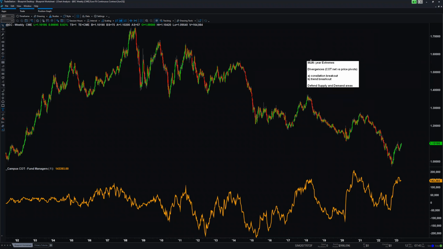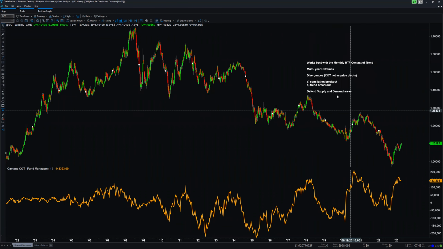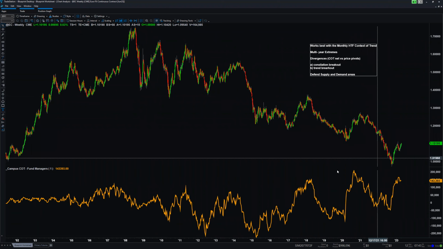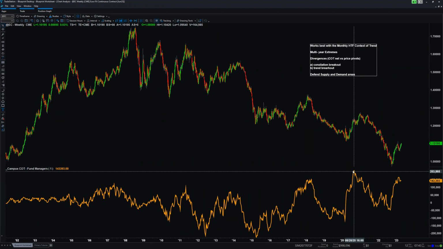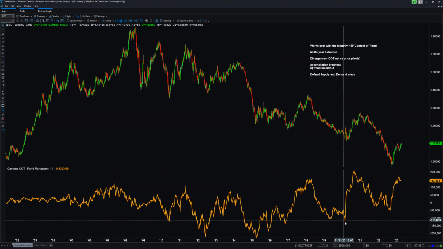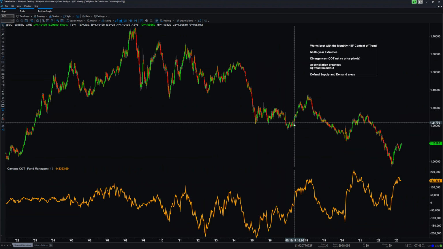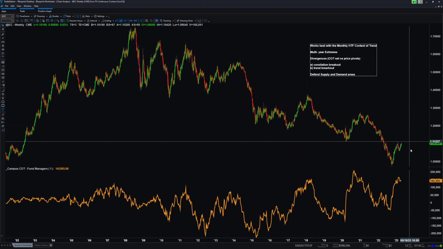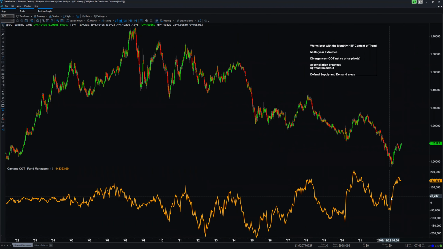And all of that works best with the monthly higher time frame context of trend, right? So if the trend for 10 years has been down, your extremes that are going to be formed here are going to be much more powerful than the lower extremes that take a little bit longer to also form. But nonetheless, both ways can be argued.